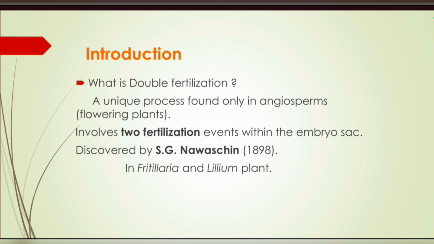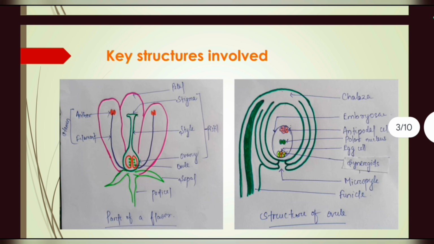This is called double fertilization, which was discovered by S.G. Navaschin in 1898 in Fritillaria and Lilium plants. Today we will discuss how this process happens step by step and why it is so important for plant development. Before we go through the topic, we have to recall the structure of the pistil and ovule.